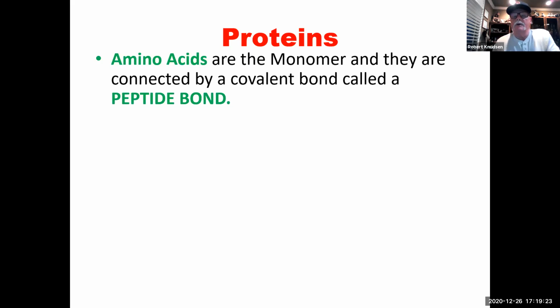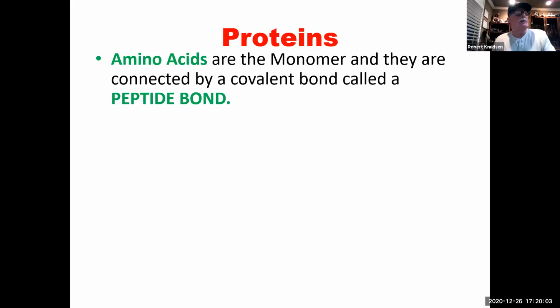Monomers, and they're connected by a covalent bond called a peptide bond. Remember we said there are 3 types of bonding: ionic, covalent, and polar or hydrogen bonding. We don't worry about polar bonding, and it's not ionic bonding, which leaves covalent bonding. When we're putting amino acids together, we give a special name to that covalent bonding, and that's called a peptide bond.